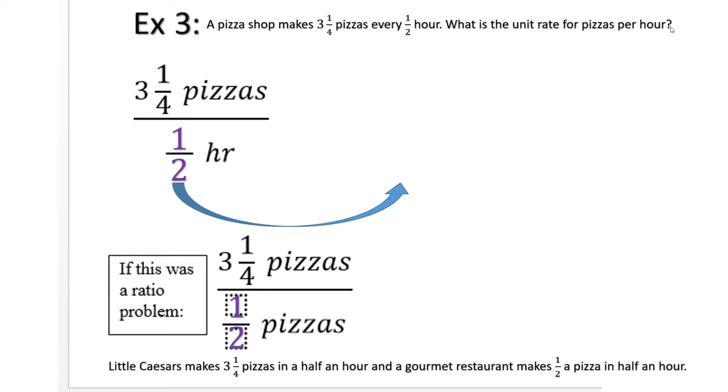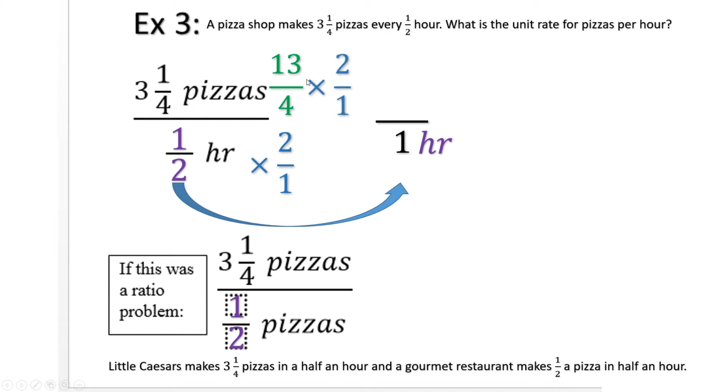Well, we want to find out 1 hour. So if we have half an hour, to make half an hour become an hour, we're going to double it or use the reciprocal. 3¼ pizzas, we need to change that to improper in order to multiply, or you could think of doubling this. That might be easier. 3¼ plus 3¼ because we're doubling it. We're doubling this to become an hour. We're going to be doubling this, or you do the math this way and you get 26 over 4.